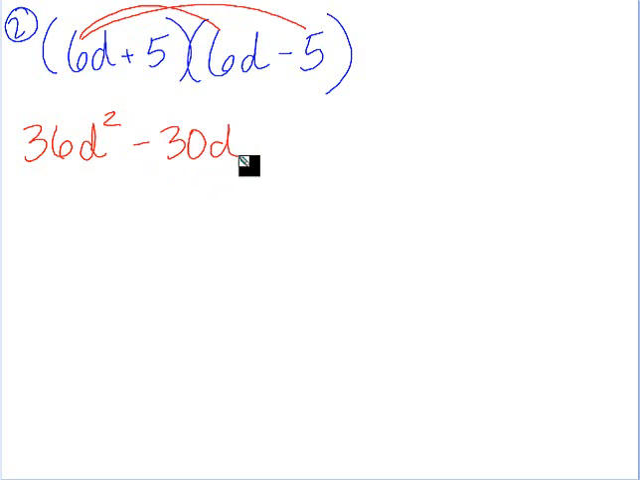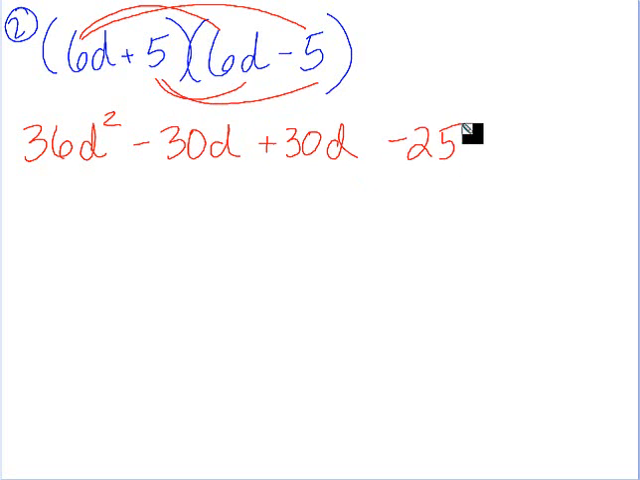Okay, now what do we do next? The 5 times 6d, plus 30d. Yep, and then 5 times negative 5, minus 25. Now, let's look and observe the pattern we have in this problem. Yeah, they're both the same numbers. They're both 30d, but this time one is a minus and one is a positive. So what happens? So these cancel, and what do we have left?